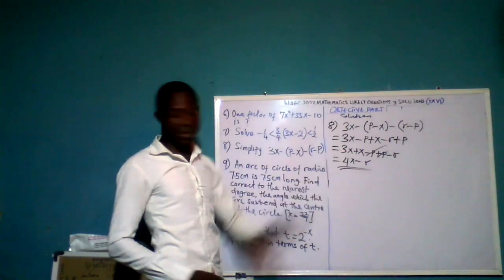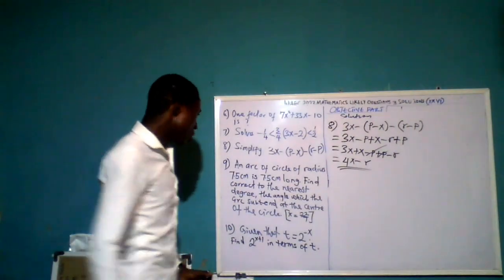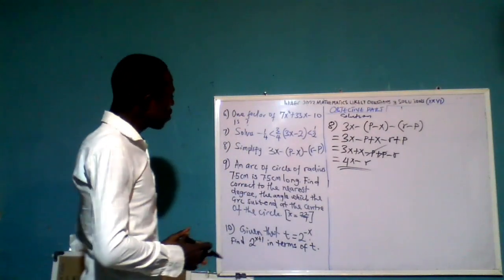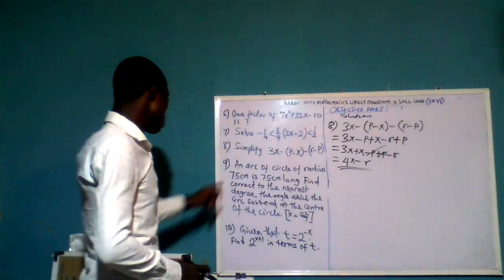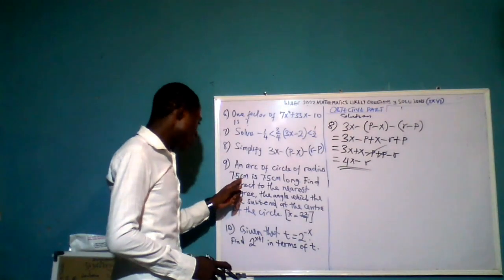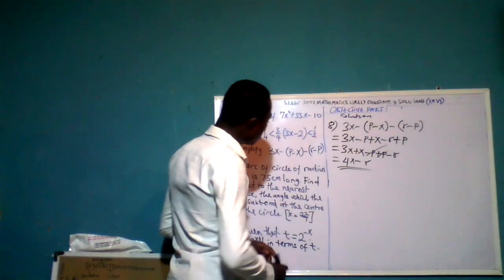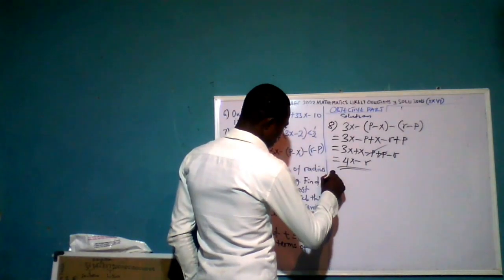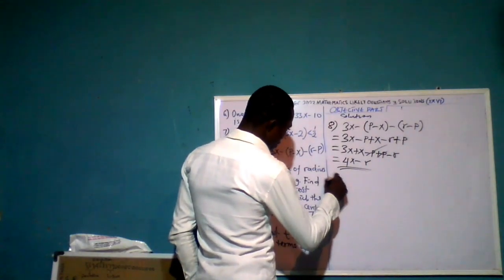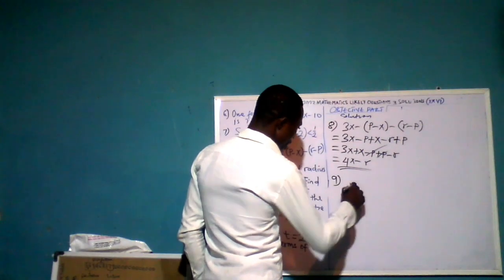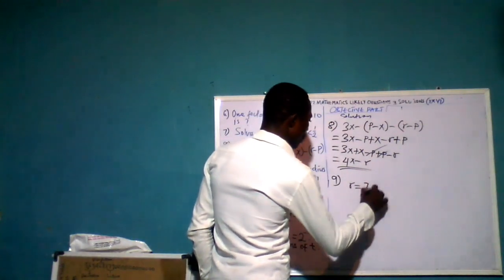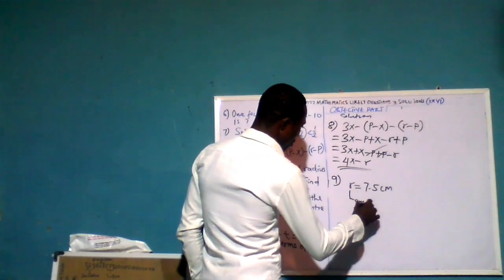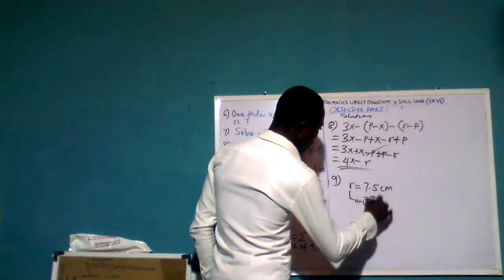We should actually find this among the options that will be given to you. Now let's look at question number 9. In question number 9, we are told that an arc of a circle of radius 7.5 centimeter is 7.5 centimeter long. So the radius of the circle, which is denoted as r, is given as 7.5 centimeter, and likewise the length of the arc, okay, is given as 7.5 centimeter.